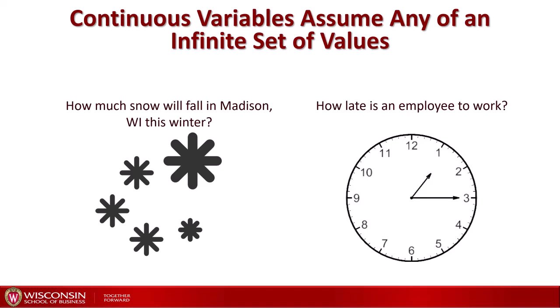One of the defining characteristics of a continuous variable is that for any two potential values of that variable, there exists some value in between them that is also a potential valid value for that variable. For instance, we could look at how late an employee is to work. An employee could be 1 minute late, or they could be 2 minutes late. And in between those two potential values, there could also be 1.5 minutes late or 1 minute and 45 seconds late. You get the idea.